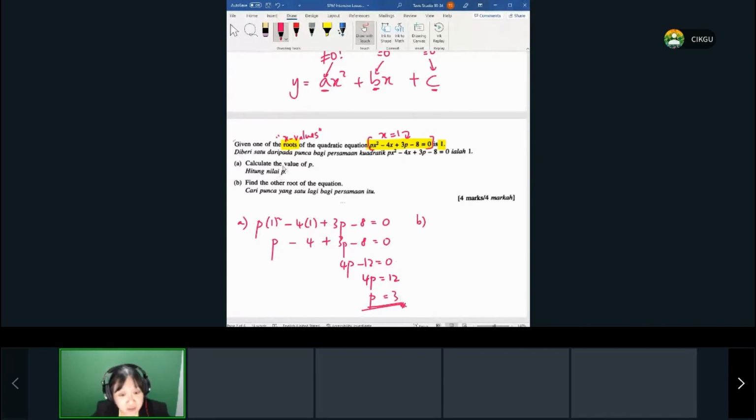So actually, to do this question is very easy. Why is it hard? People who feel that this question is hard is because they don't know what root means. Root means x value. If you know the x value is that, substitute.